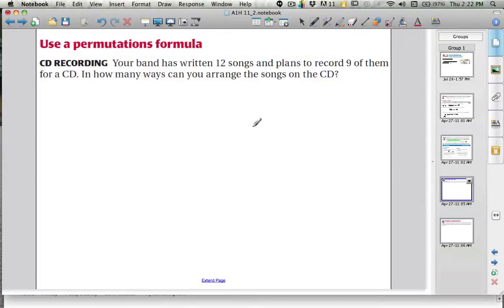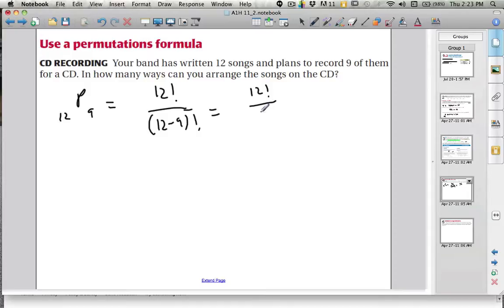So looking at this in practice, my band has written 12 songs and we're going to record 9 of them for a CD. So how many different ways, different unique CDs could we make with these 9 songs selected from 12? So this is the permutations of 12 items selected 9 at a time. That's going to be 12 factorial over 12 minus 9, the quantity 12 minus 9 factorial. So that's going to be 12 factorial over 3 factorial.